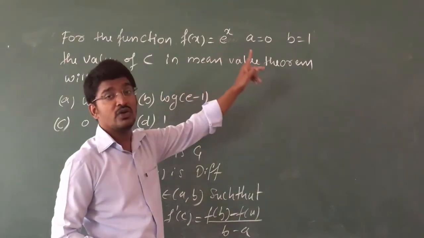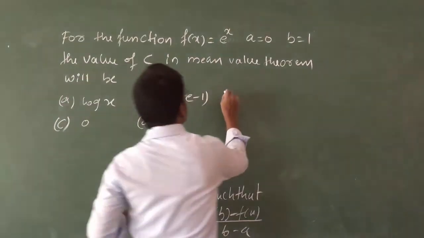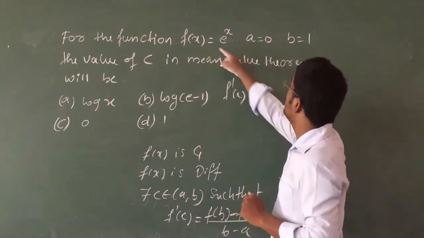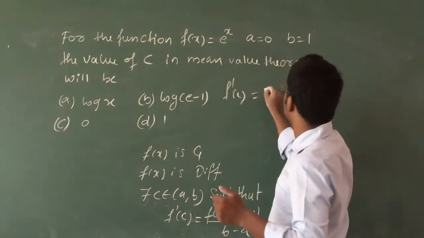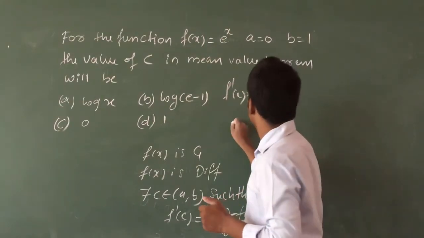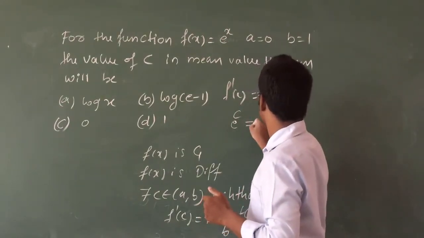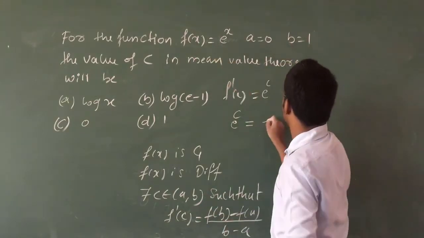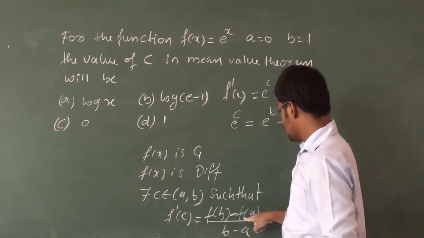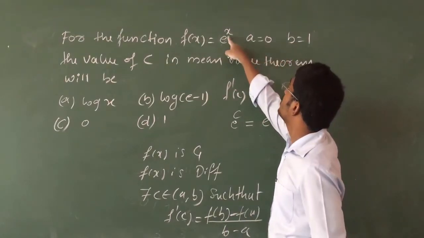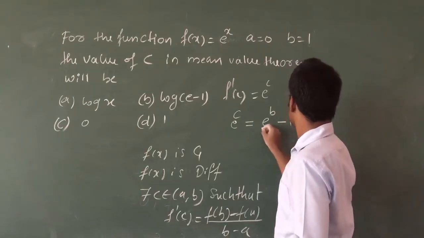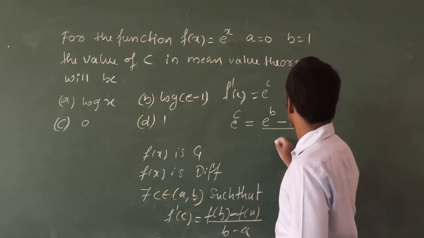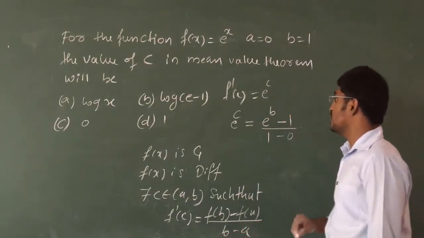They have given a, they have given b, no problem. So f'(c) is nothing but what? The differentiation of f(x) is again e raised to x, so it will be e raised to c. So e raised to c will be equal to f(b). The b value is 1. f(b) is e to the power of b, minus f(a), where e to the power of 0 is 1, divided by b minus a. b is 1, a is 0, 1 minus 0 is 1.